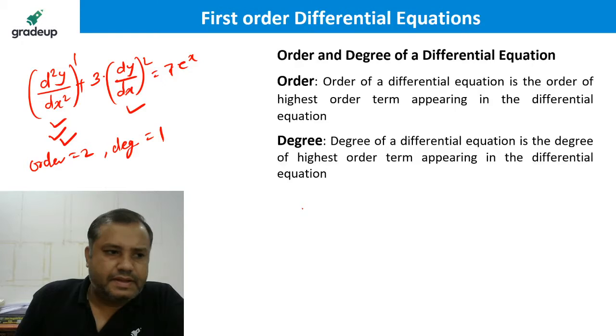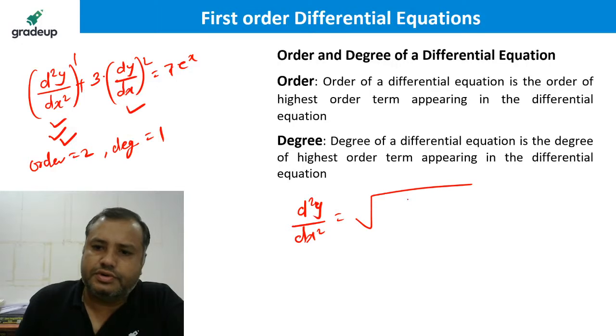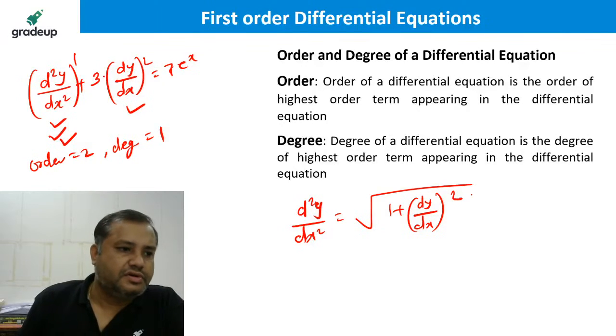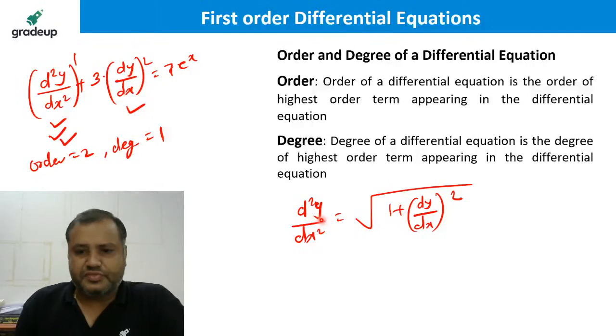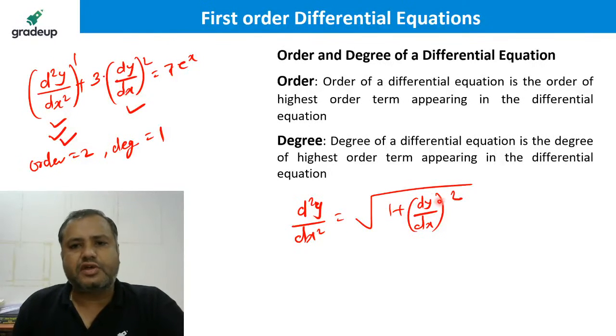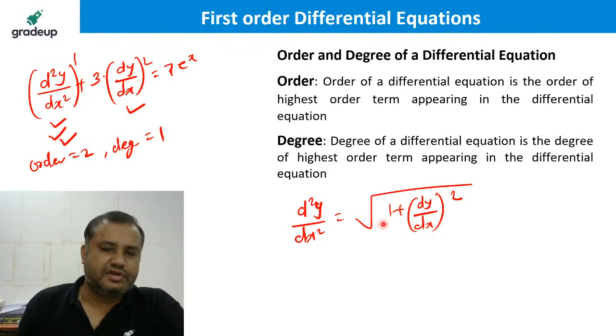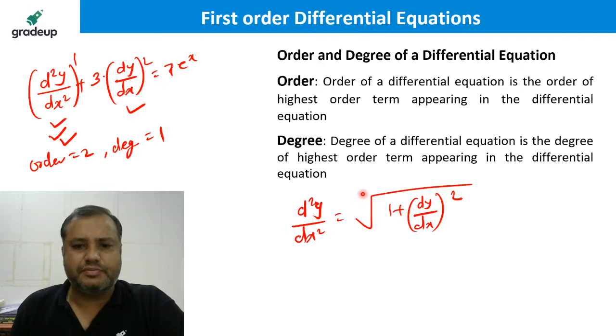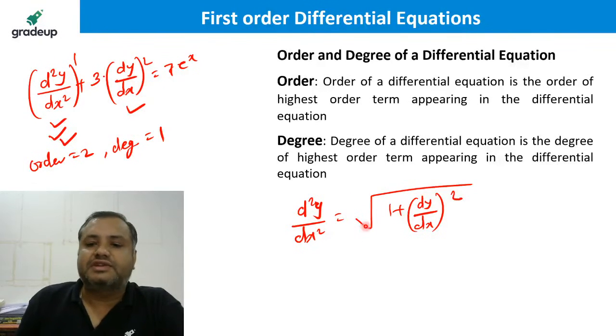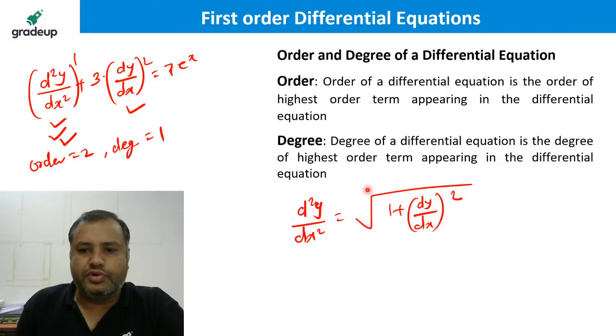Suppose you are having d2y by dx square equal to under root 1 plus dy by dx whole square. One important point you need to remember, while determining order and degree, none of the derivative terms should be written in fractional powers. Fractional powers means radicals, square root, cube root. So here fractional power is involved. So it's our responsibility to first eliminate the fractional power.